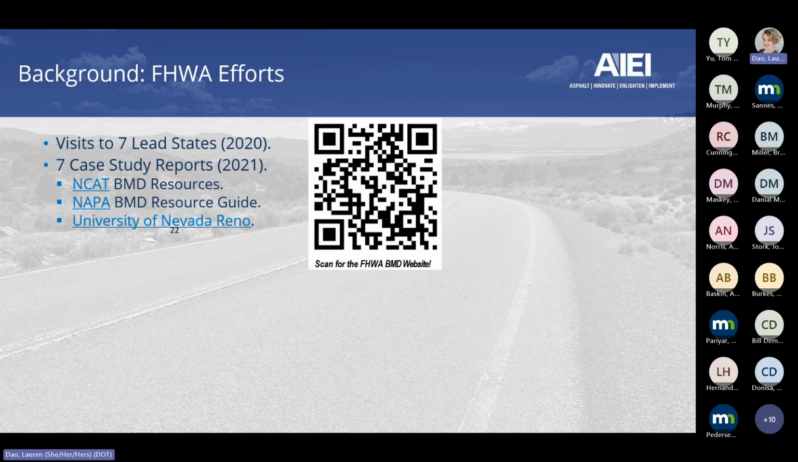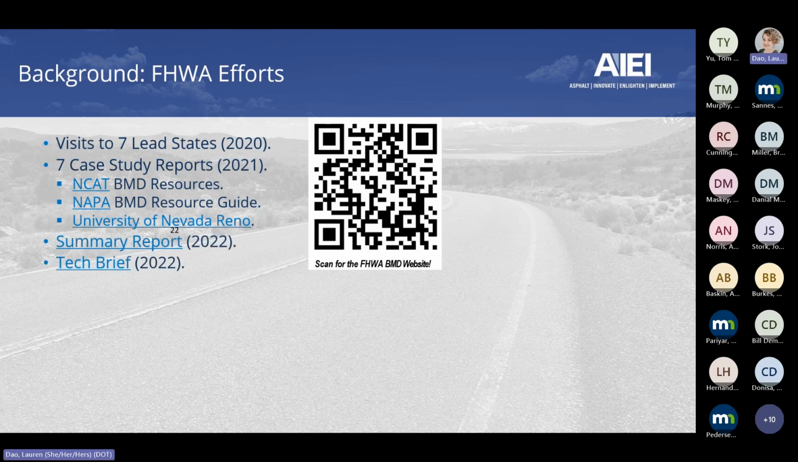It wasn't as good as in-person visits, but we were still able to get enough information to develop 7 case study reports that are published on different websites, whether NCAT, NAPA, BMD Resource Guide, or the University of Nevada-Reno websites. If you scan the QR code, it will take you directly to the FHWA website, where you can see the different publications by topic, or everything under the cooperative agreements.